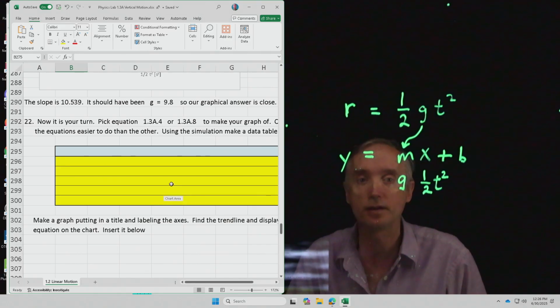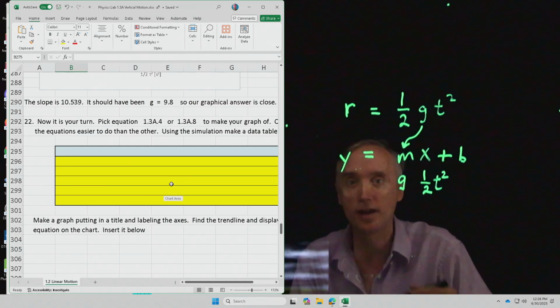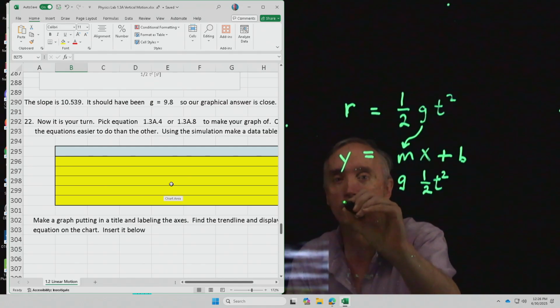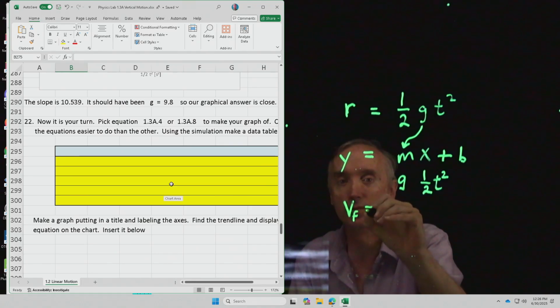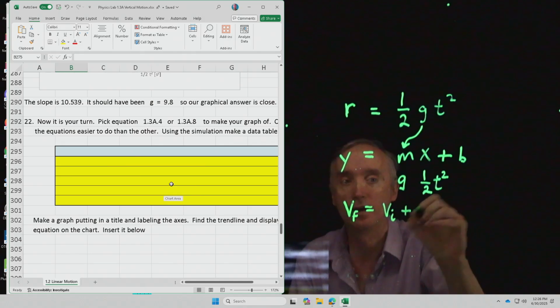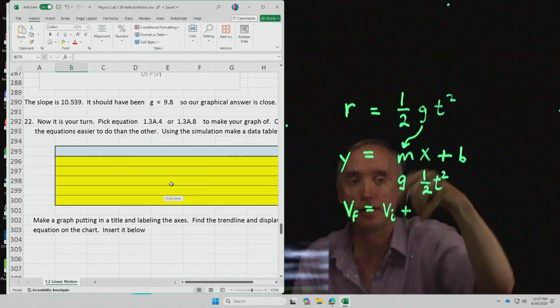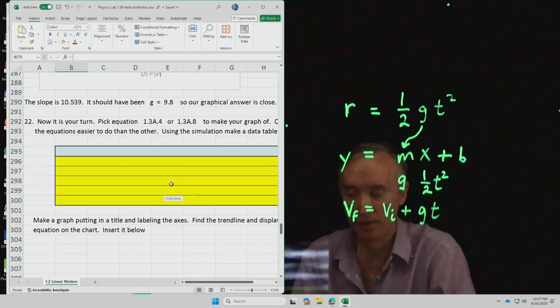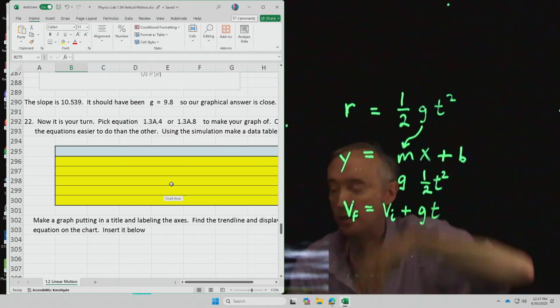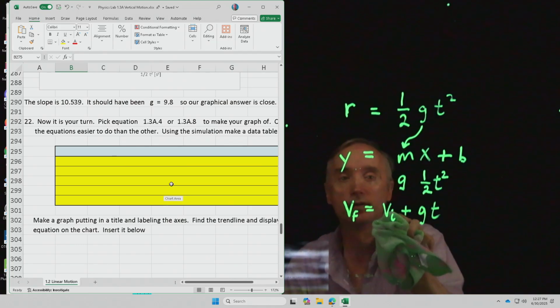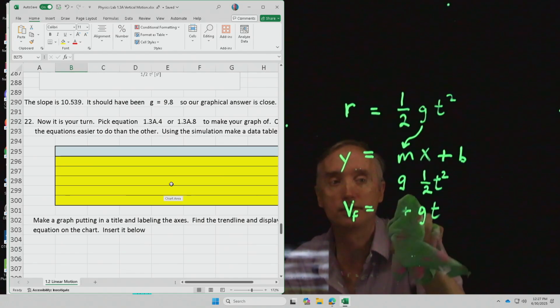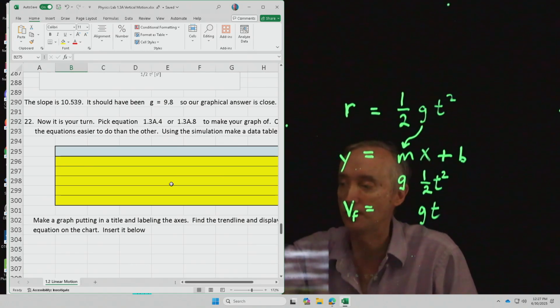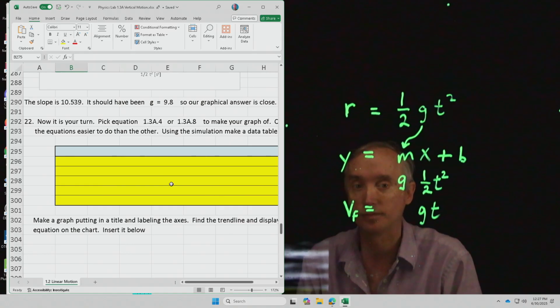So you're going to pick either the how fast equation. The how fast is the one that says the final velocity equals the initial velocity plus, now if it was going up and down then it's g, t, and because it was in your hand before you dropped it, that means that this part isn't there. So there's your equation for the how fast.